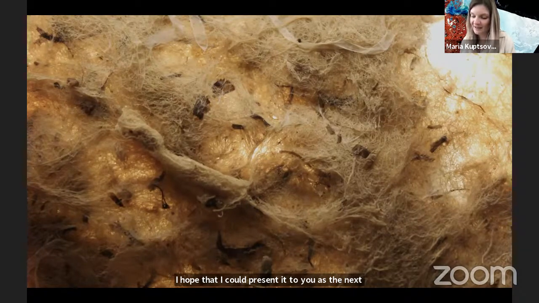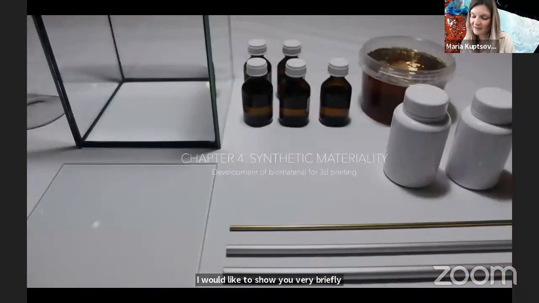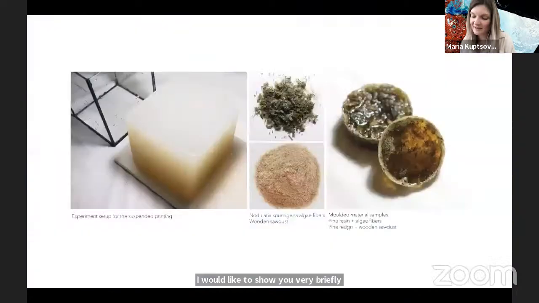But maybe as a last chapter, I would like to show you very briefly some experiments that I did at the School of Architecture with the Morphogenesis Lab, where I had a chance to run the workshop with colleagues of mine.